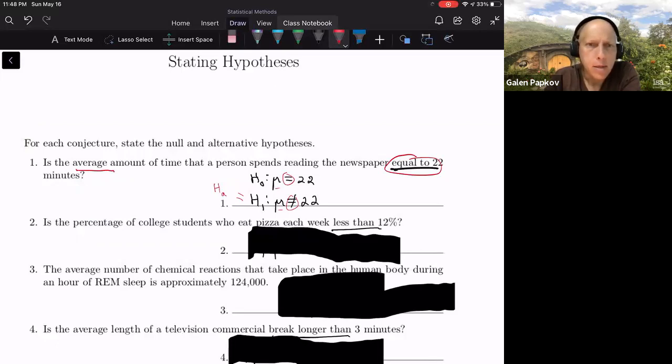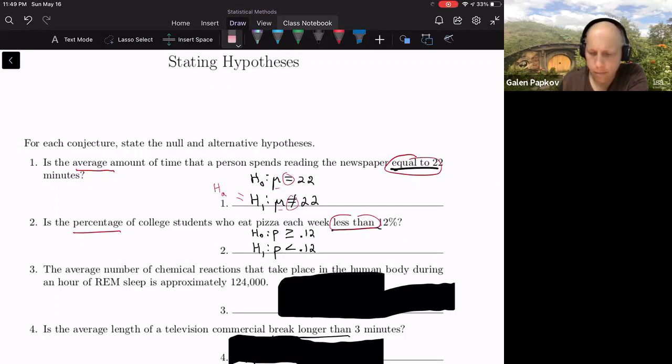In number two, is the percentage, all right, so percentage, which means this is going to be with respect to p, is the percentage of college students who eat pizza each week less than 12%? So this tells me a few things. One, I'm going to be using p, and two, I want a less than sign, and I want the complement, which is a greater than or equal to sign. And p is going to be related to 12% or 0.12.